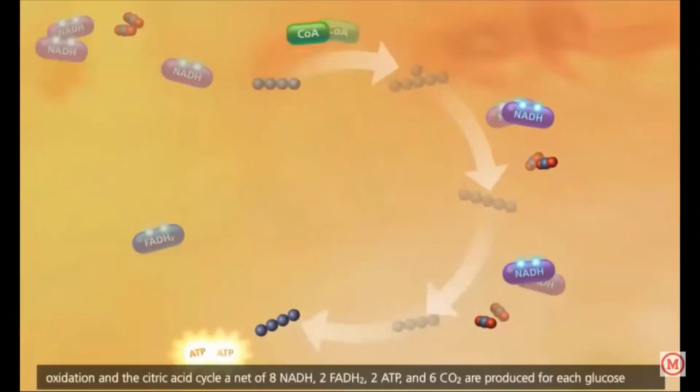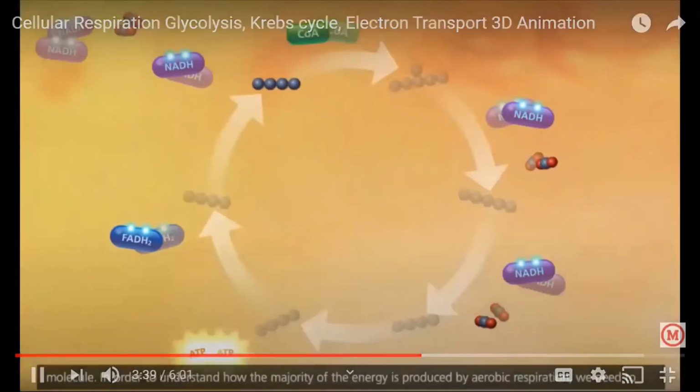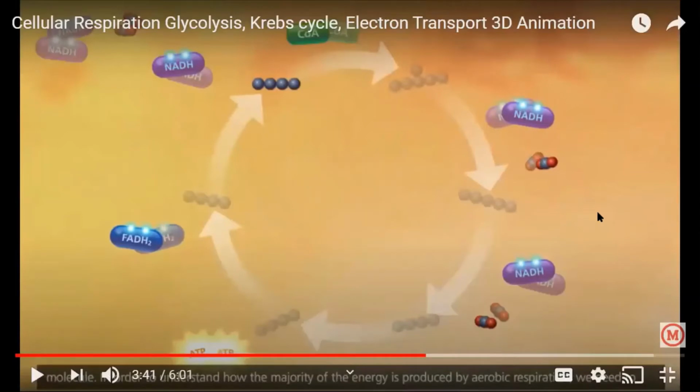During pyruvate oxidation and the citric acid cycle, a net of 8 NADH, 2 FADH2, 2 ATP, and 6 CO2 are produced for each glucose molecule. So simple. Now we had 2 pyruvate, or we had 2 acetyl-CoA. They will enter the Krebs cycle.